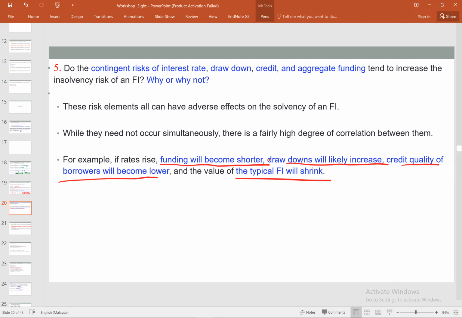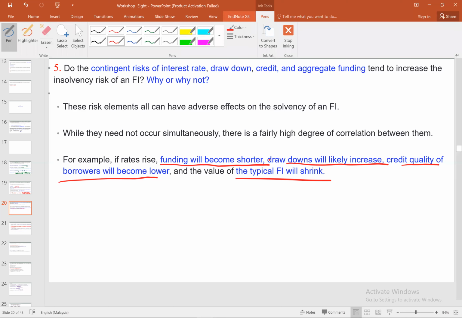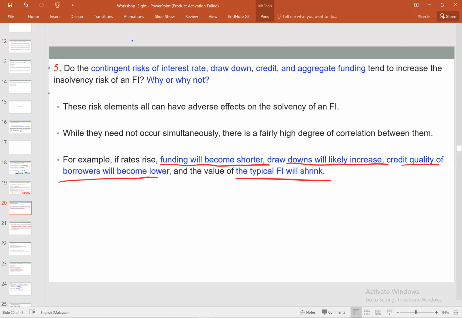And all of those, if they accumulate, you have interest rate risk, you have liquidity risk because of the drawdown of the loans.